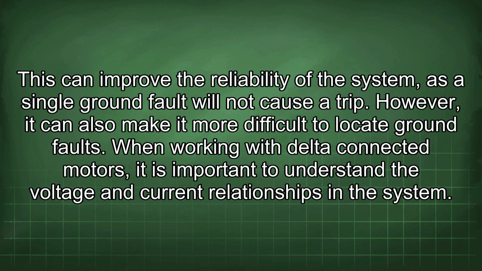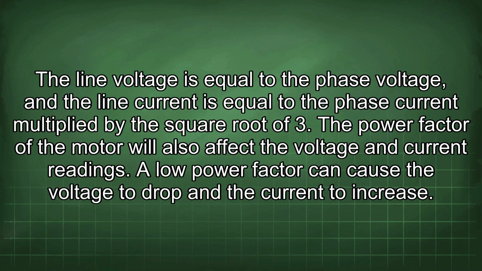When working with delta-connected motors, it is important to understand the voltage and current relationships in the system. The line voltage is equal to the phase voltage, and the line current is equal to the phase current multiplied by the square root of 3. The power factor of the motor will also affect the voltage and current readings. A low power factor can cause the voltage to drop and the current to increase.